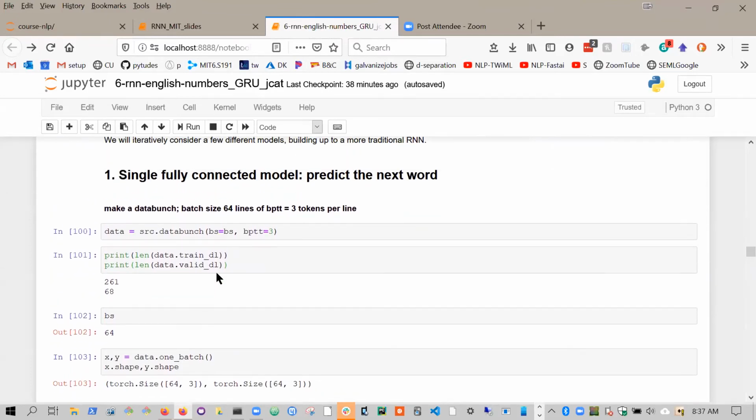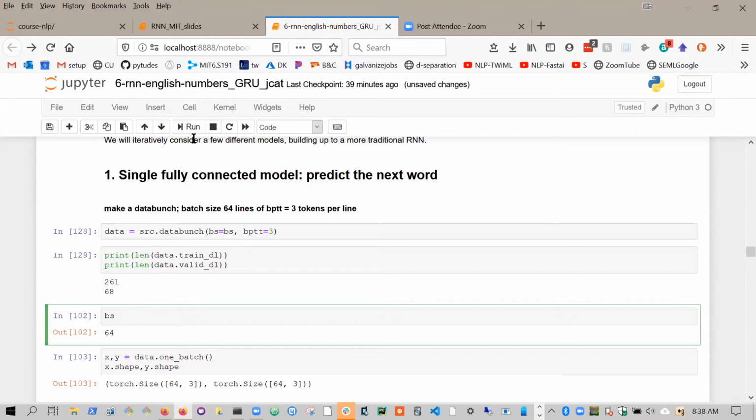Okay, so now we come to the first network model that we're going to use. We're going to try to use a single fully connected model to predict the next word. We're not using an RNN yet. So here he makes a batch size of 64 lines, but he sets BPTT to be three tokens per line instead of the 70 that we had by default. So basically he's reforming the data bunch. We have to do that. Then we can check the length of the data loader, which tells us the number of batches for the training set and validation set. And it's 261 batches for training and 68 for validation. Batch size we already had is 64.